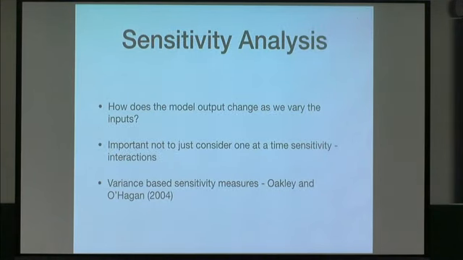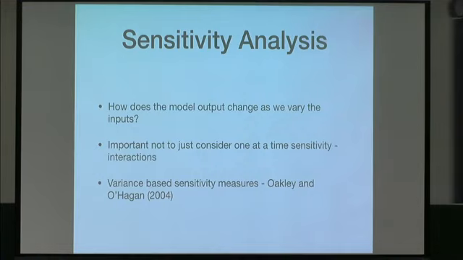So going up the level of complexity, the next thing you might want to do is a sensitivity analysis. My model has 20 input parameters. What does each one of them do to the output? If I change one a little bit, what does that do to the output? And importantly, what happens if I change two at a time?